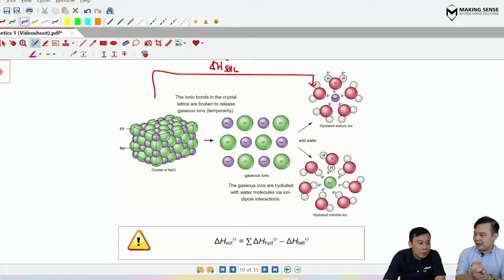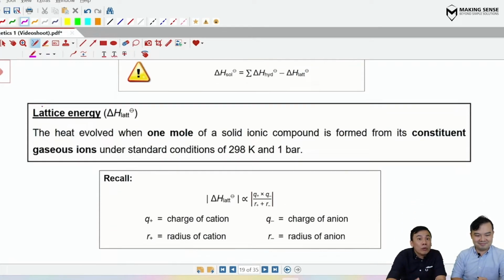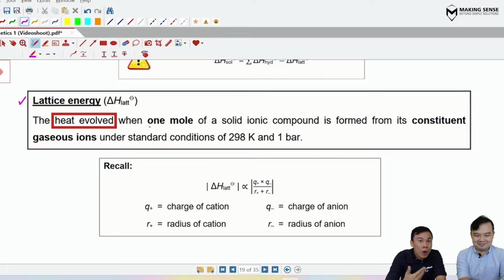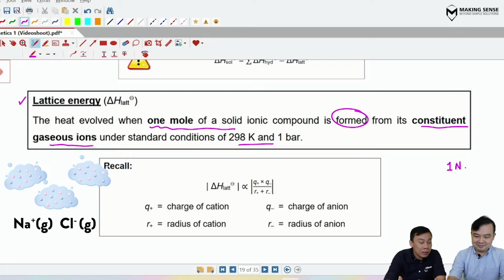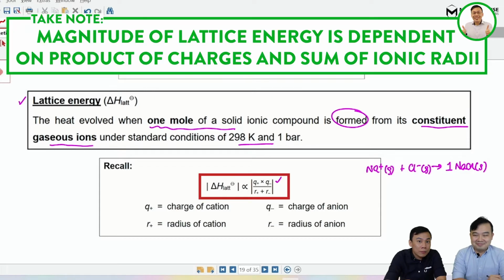Can you run us through the first one, Mr. Yap? The first one involves breaking the ionic bonds and separating the ions, so that has to do with lattice energy. The definition of lattice energy is on the screen. Essentially, it is the heat evolved when one mole of an ionic solid is formed from its constituent gaseous ions under standard conditions. If you were to write an equation for sodium chloride, it will be Na+ (g) plus Cl- (g) producing NaCl (s). That's right. The magnitude of the lattice energy is dependent on two factors: the product of the charges, and it is inversely related to the sum of the ionic radii, as seen in the equation.